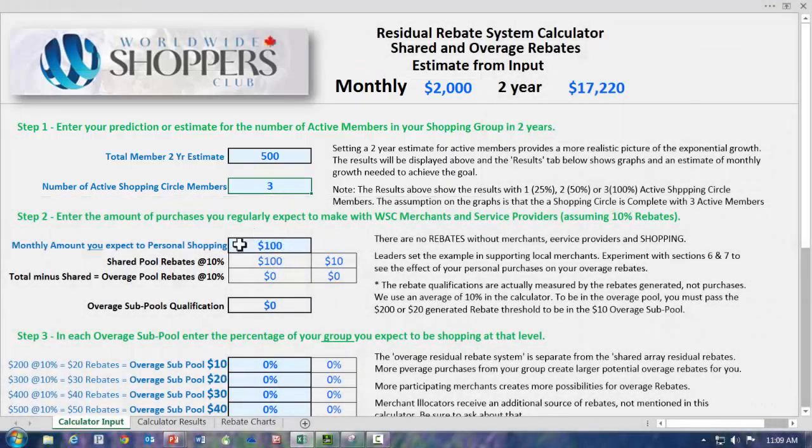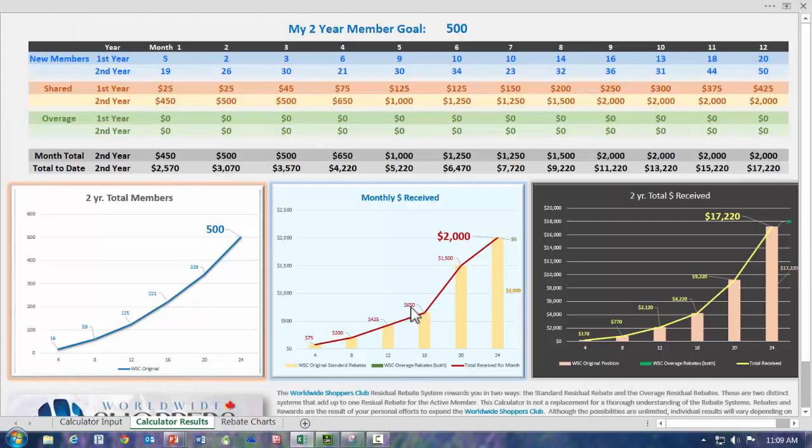Now let's go back to the Results tab just to show you the upper section. Again, what we have here is your 2-year goal, and each one of these numbers is the number of members you would have to bring in each month over 2 years to achieve the goal of 500. In the shared rebate section is the amount that you would receive each month for the milestones achieved. Now as of right now we don't have anything in the overage because we haven't gotten there yet, but this final section as we move forward will be the total of the shared and the overage according to the member milestones. So now let's continue by adding overage into the equation.